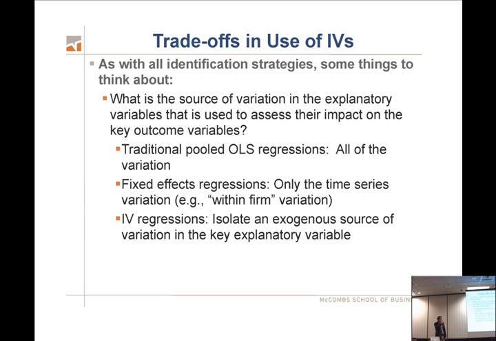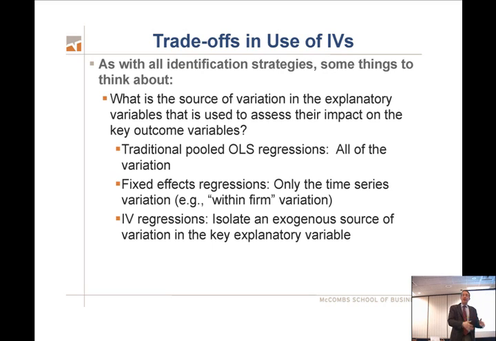So that's, again, trying to review the methodology. Now, things to think about in terms of the trade-off. What are we doing when we use instrumental variables? The thing to think about is what is the source of variation we're using in the data to estimate our effect. If I run traditional pooled OLS, I am using all of the variation in the data to estimate what I care about.